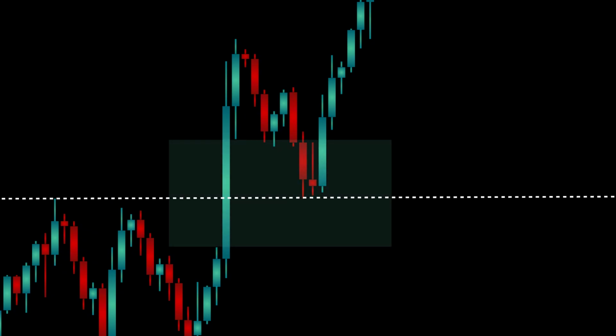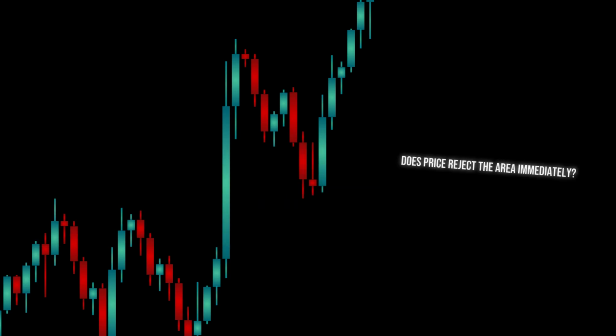The first retest is usually the most important. An FVG that hasn't been touched yet is often referred to as unfilled or unmitigated. This is usually where most traders would pay attention. Does price reject the area immediately? Does momentum slow down? Do buyers or sellers step back in? These reactions could provide valuable information.